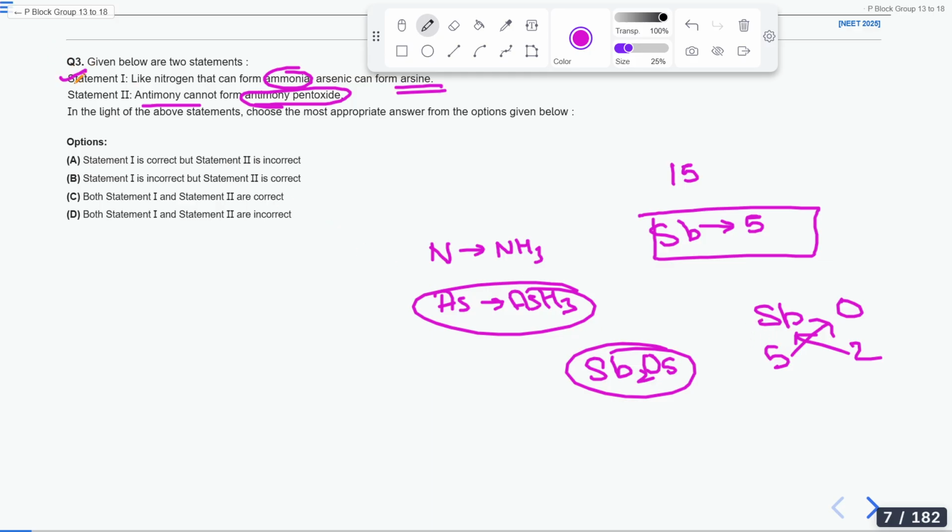So both statements are correct. Sorry, the first one is correct. Second one is not correct because it can form the pentoxide. So the correct option would be A.